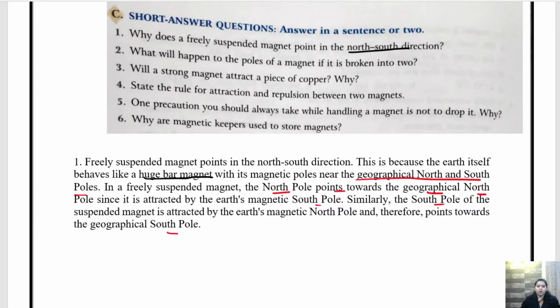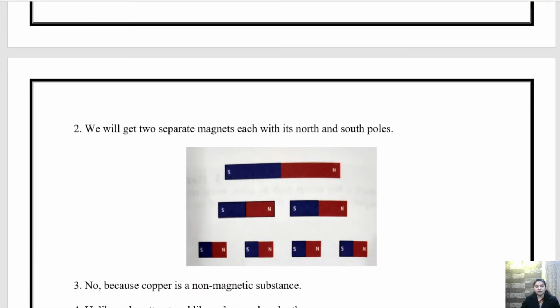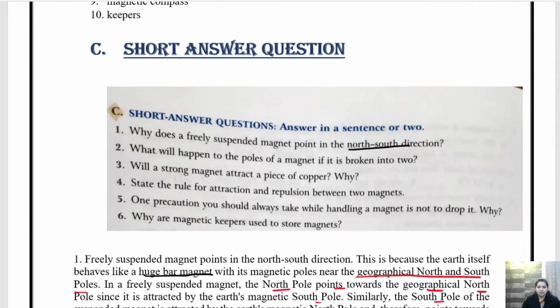Question 2. What will happen to the poles of a magnet if it is broken into two? Children, we know that even if we break it into several pieces, thousands or lakhs of pieces, even the smallest magnet also has its north and south pole. So we will get two separate magnets, each with its north and south pole, and children, you will draw this diagram in front of this answer.